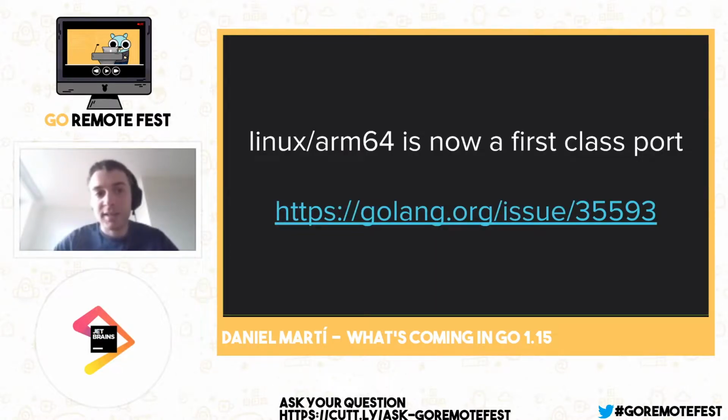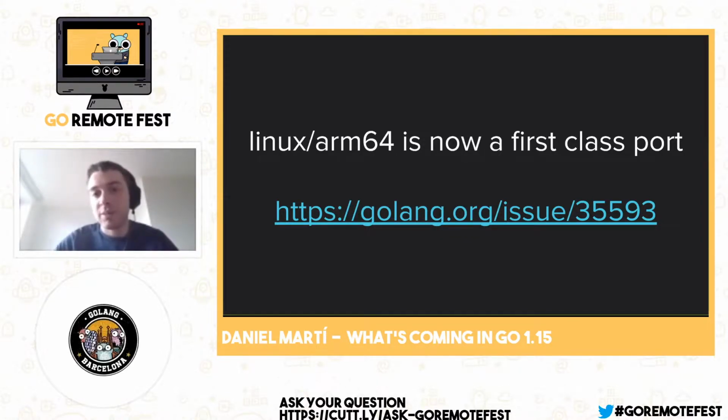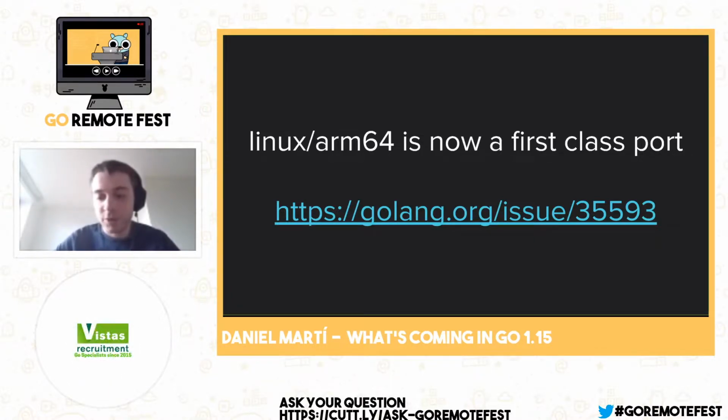The first one is that 64-bit ARM on Linux is now a first class port. Essentially what this means is that if there are any major issues with this port, it can block a release. So for example, if it's broken, 1.15 cannot be released without it being fixed. And there are also going to be official release downloads, download links for this port.